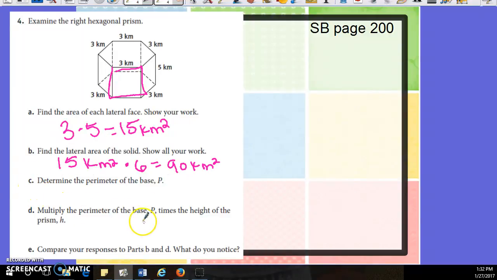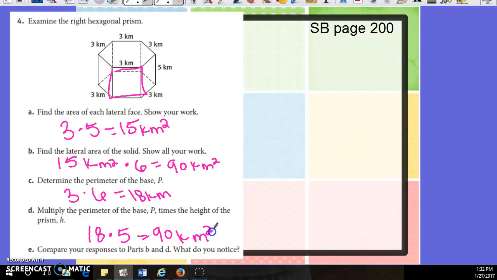So determine the perimeter of the base. The perimeter is the length around the base. So we know that each side is 3 kilometers, and there are 6 of them. So that's going to give you 18 kilometers for the perimeter. So multiply the perimeter of the base times the height of the prism. So the perimeter is 18, the height is 5, and you get 90 kilometers.